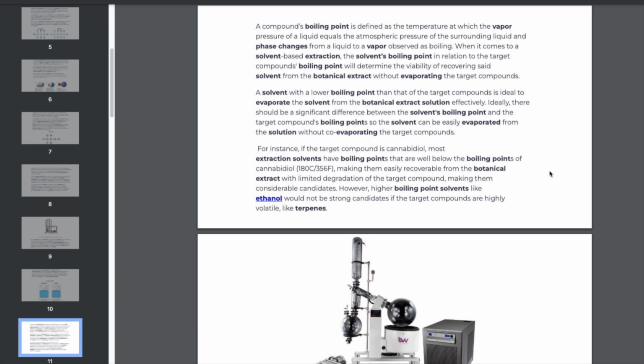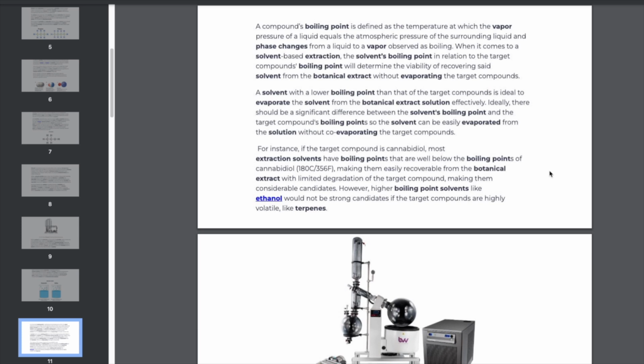A solvent with a lower boiling point than that of the target compounds is ideal to evaporate the solvent from the botanical extraction solution effectively. Ideally, there should be a significant difference between the solvent's boiling point and the target compound's boiling point so that the solvent can be easily evaporated from the solution without co-evaporating the target compounds. For instance, if the target compound is cannabidiol, most extraction solvents have boiling points that are well below the boiling point of cannabidiol, making them easily recoverable from the botanical extract with limited degradation of the target compound, making them considerable candidates. However, higher boiling point solvents like ethanol would not be strong candidates if the target compounds are highly volatile.